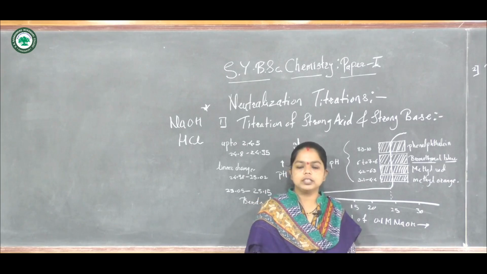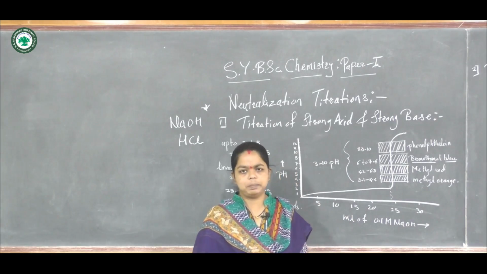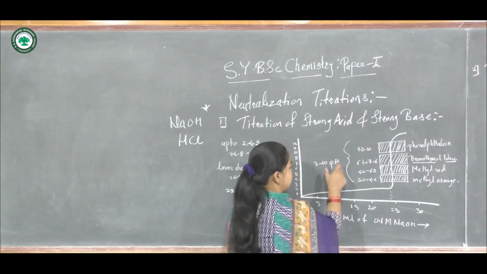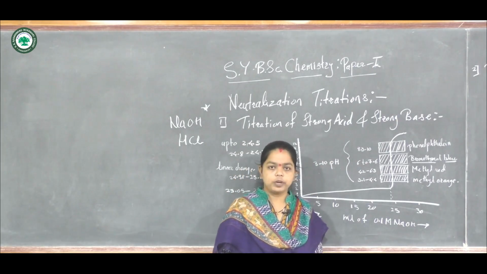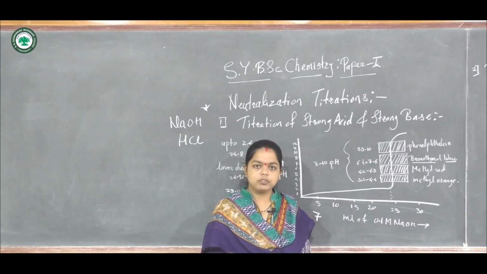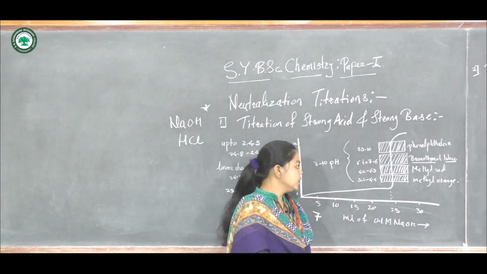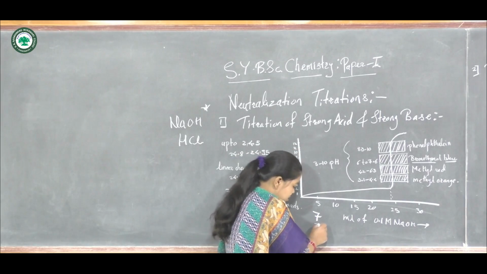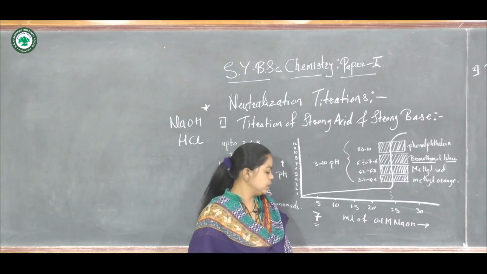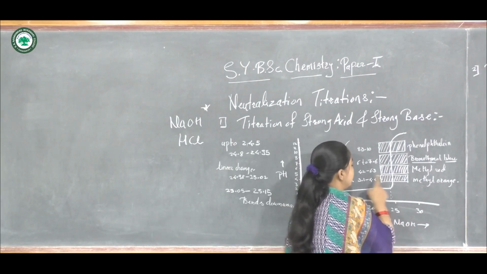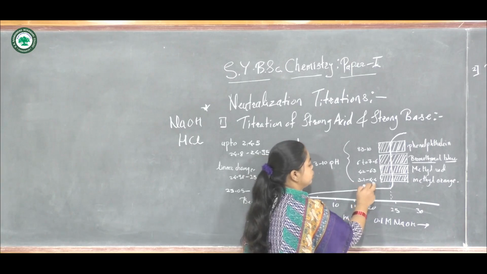But if we want to select the best indicator for this titration, we have to consider the exact pH value at the equivalence point. The exact pH is nearly 7 at the equivalence point. At pH 7, complete neutralization takes place, that is the exact end point of this titration. So we have to find the indicator with a transition range near 7. Methyl orange, 3.1 to 4.4, is very much away from this.